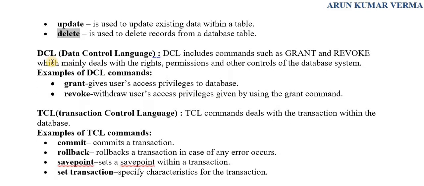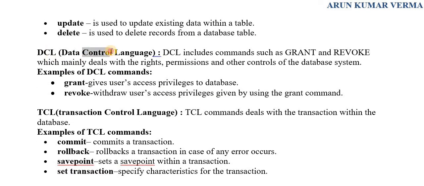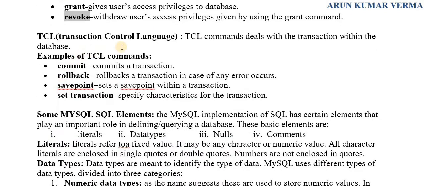The next one is DCL command, data control language, which includes grant and revoke. If you want to give the rights to access the database, you will use the grant command, and if you want to withdraw the rights from a particular user, then you will use the revoke command. So grant gives the rights to the user, and revoke is used to withdraw the rights from the user.